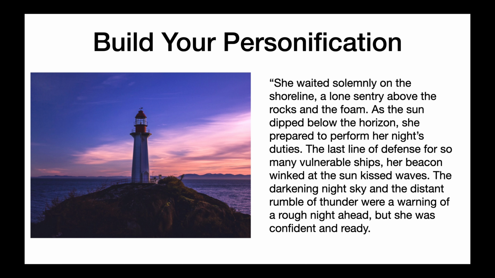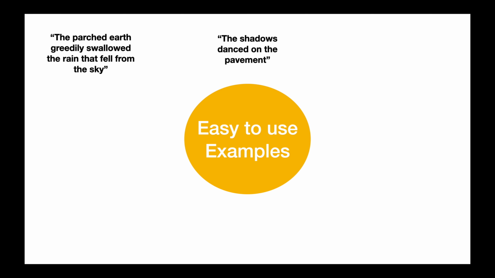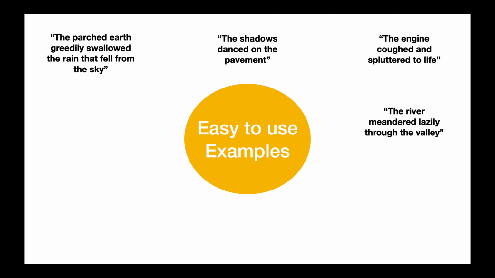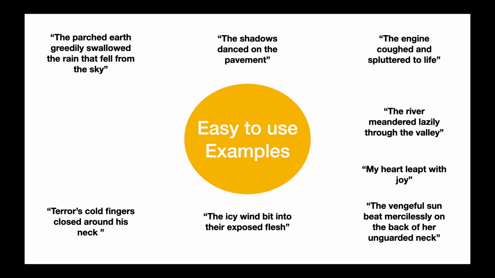So here are just some stock, easy-to-use examples that could be extrapolated in nearly any one of them. Firstly, the parched earth greedily swallowed the rain that fell from the sky. The shadows danced on the pavement. The engine coughed and spluttered to life. The river meandered lazily through the valley. My heart leapt with joy. The vengeful sun beat mercilessly on the back of her unguarded neck. The icy wind bit into their exposed flesh. Terror's cold fingers closed around his neck. Love is blind. The storm raged around us.